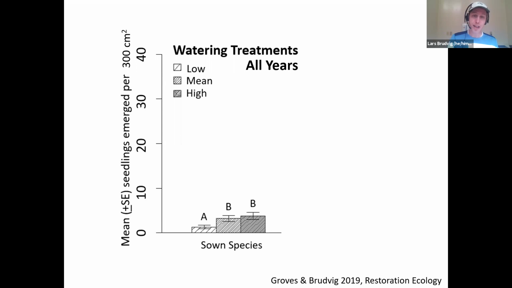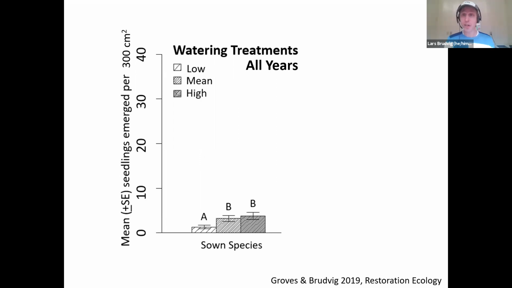So we're looking first at the sown species, those species that were sown as part of the reconstruction process. And what we see is that when we go from drought to non-drought conditions, we see an increase in the number of individual plants that emerge out of plots. This is averaged across all three of the planting years.